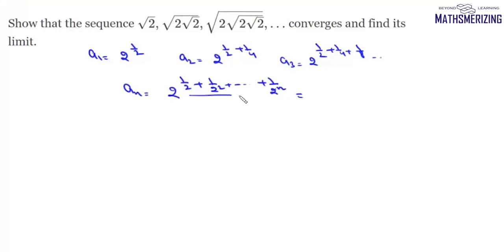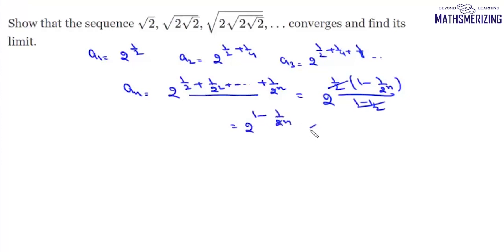Now this power is nothing but a GP, so we can write 2 to the power of 1 by 2 times 1 minus 1 upon 2 to the power n, upon 1 minus 1 by 2. This 1 by 2 will cancel, so we'll get this as 2 to the power 1 minus 1 upon 2 to the power n, and it will always be less than 2. So we can write this an is greater than 0 but less than 2, that is, the sequence is a bounded sequence. Now we will prove that the sequence is a monotonic sequence.